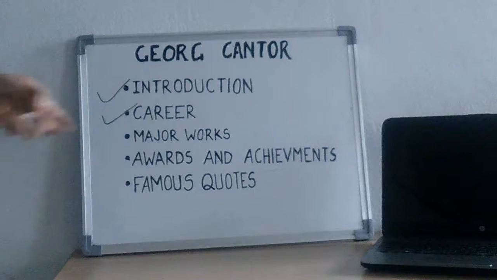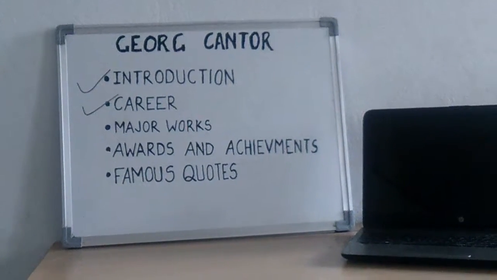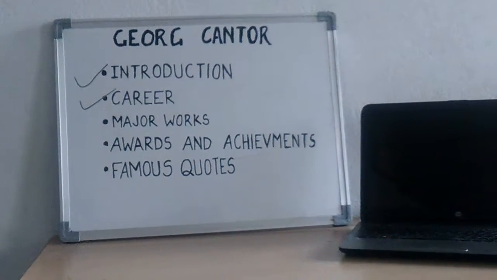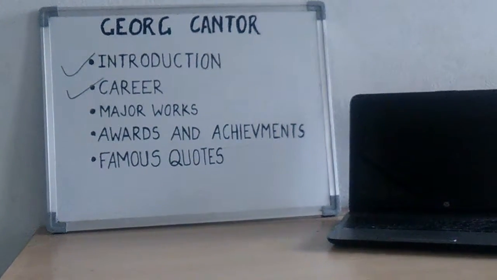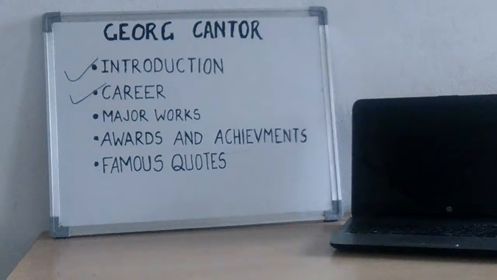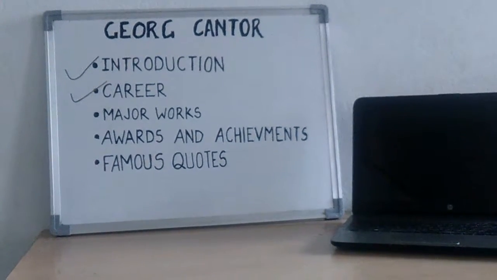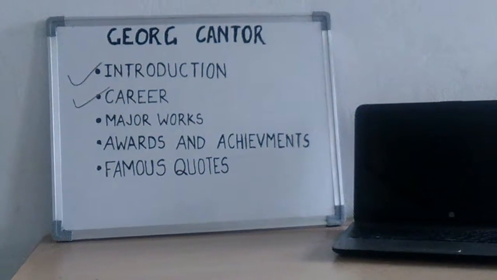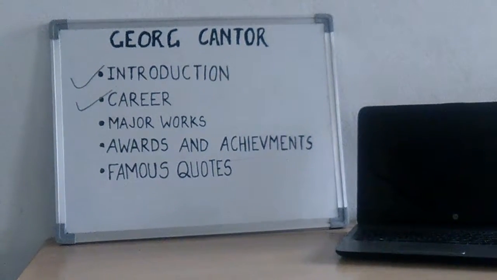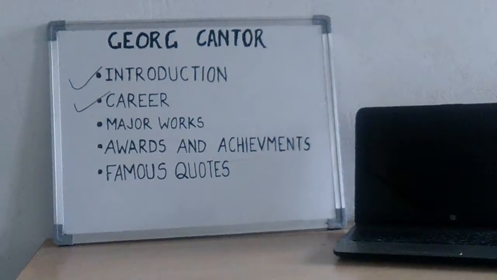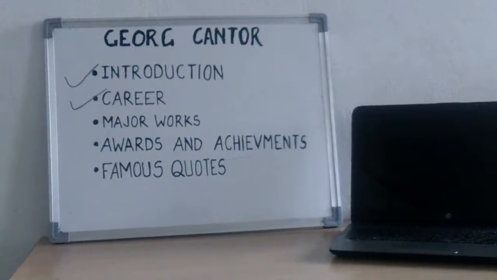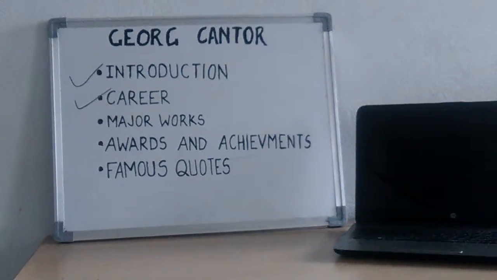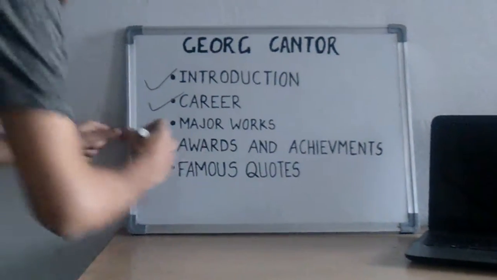Now coming to the major works. His major work was that he founded set theory, the branch of mathematical logic that studies sets. This theory is most commonly applied to objects that are relevant to mathematics, though any type of object can be collected into a set. He also gave a new method of constructing transcendental numbers in 1874, which were first constructed by Joseph Liouville in 1844. Okay, so these were his major works.